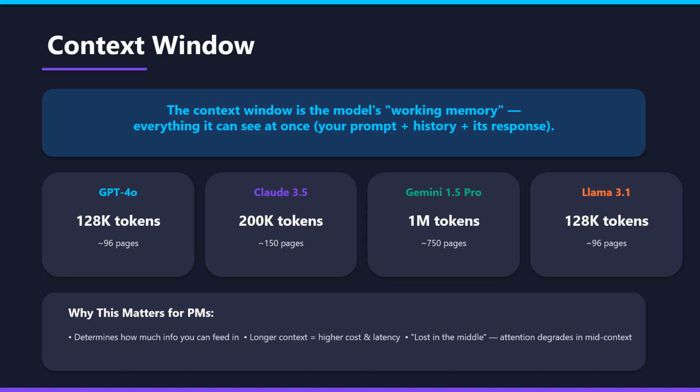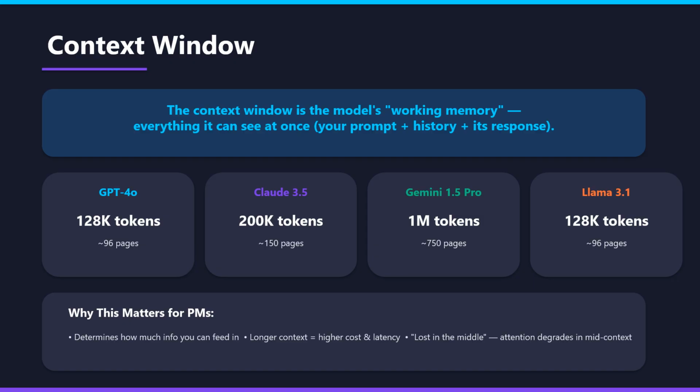The why this matters for PMs section at the bottom. First, it determines how much info you can feed in. Second, longer context equals higher cost and latency. And third, and this is subtle, right? The lost in the middle problem. Research shows that LLMs pay more attention to the beginning and end of their context window. Information buried in the middle is more likely to be missed.